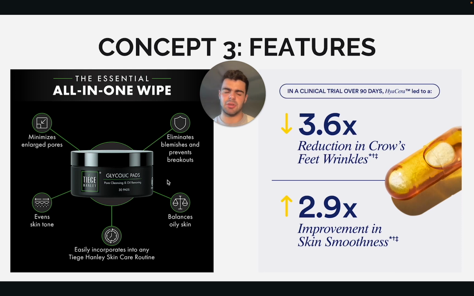So I called this page the features one, but it really is benefits. You want to talk about the benefits of your product rather than the features. So don't necessarily say that it has natural ingredients. Talk about how the natural ingredients reduce inflammation or anything to do with your skin, that the actual benefit rather than the feature. So you can see they've got eliminates blemishes, balances oily skin, easily incorporates into any Tiege Henley skincare routine.